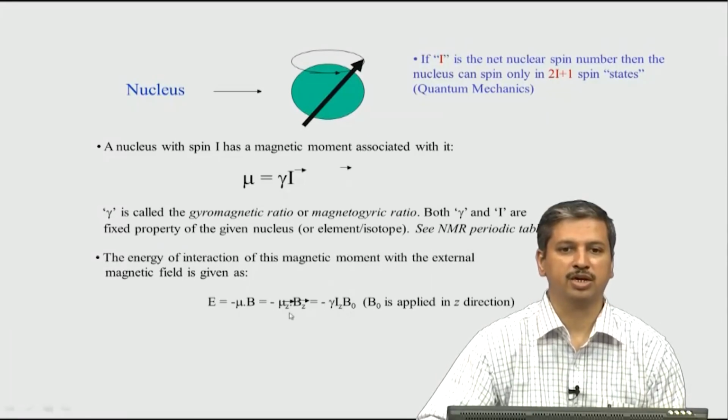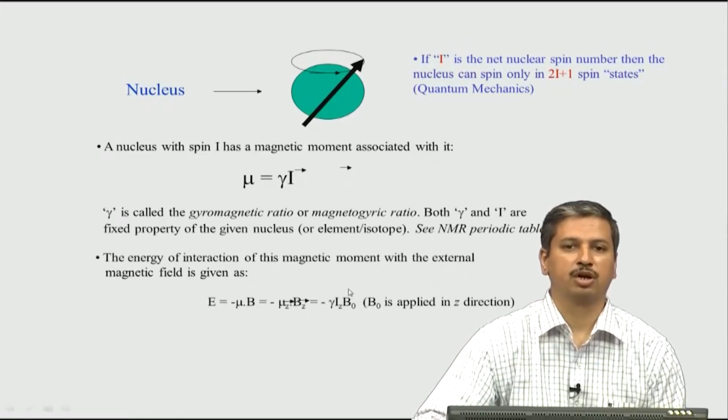Now, if you look at the term here, mu z is nothing but gamma into Iz. So that is what is written here: gamma into Iz into B0. This B0 is our external magnetic field which we have applied, and typically we say that it is applied along the z direction. Therefore, the final energy of interaction becomes equal to minus gamma Iz B0. So this is now the important concept.